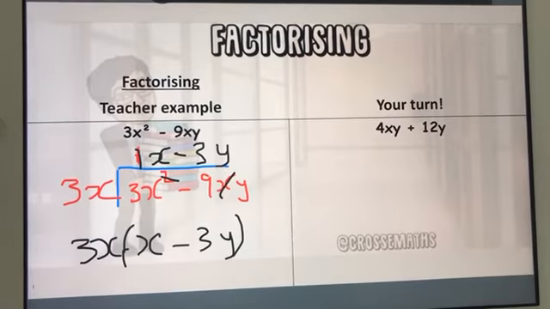Right guys, get that example down, take your time, have a go at this one potentially. Okay, if you can't do it, just wait for me. Make sure that example's down in your book though.